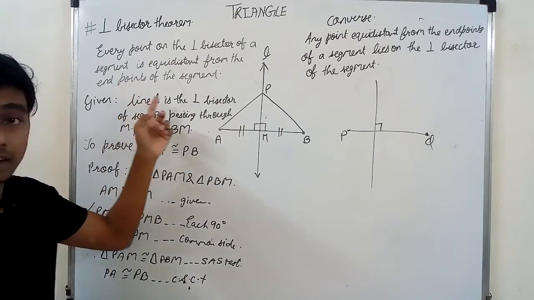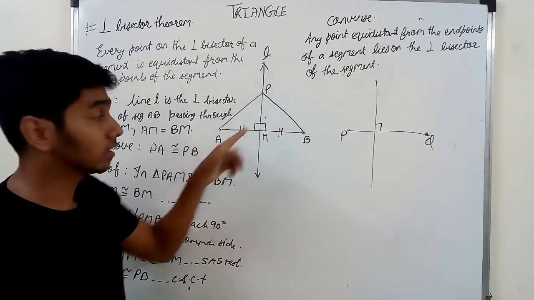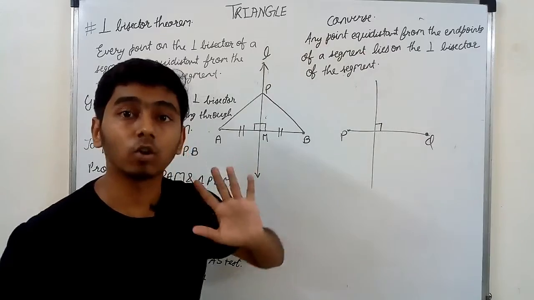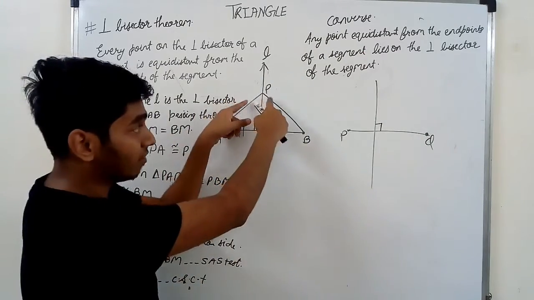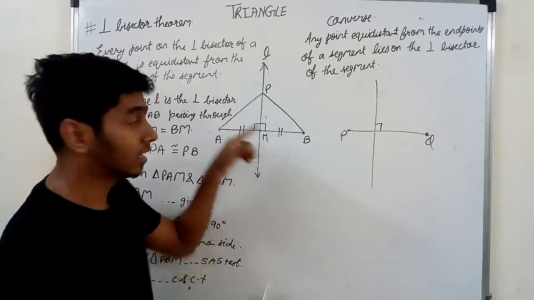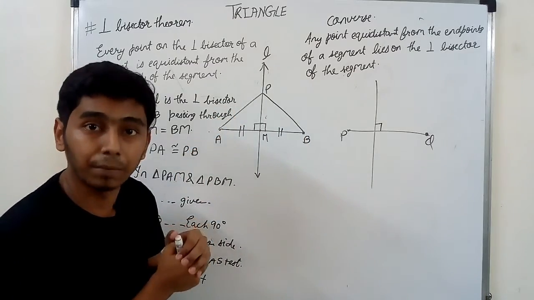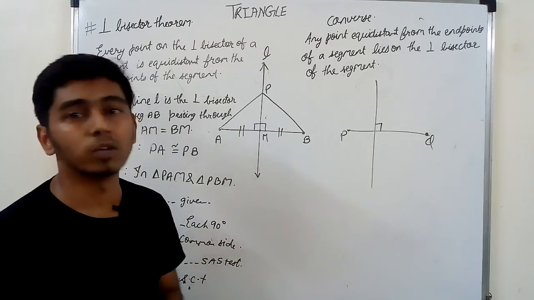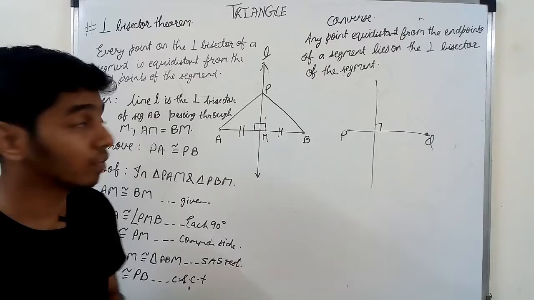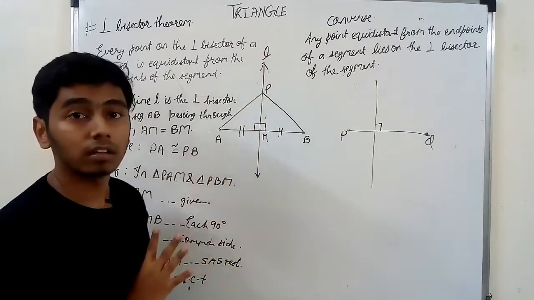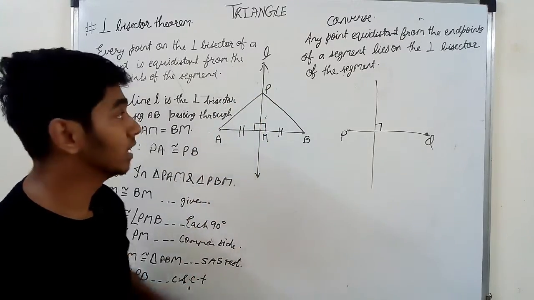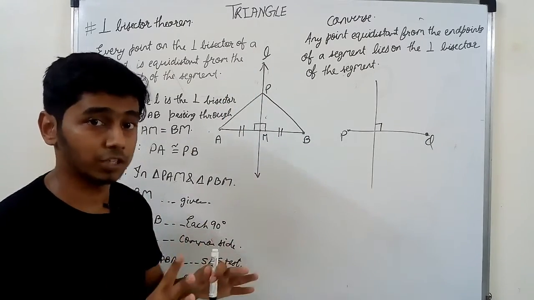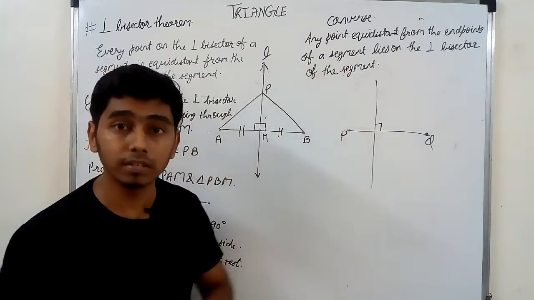So here this theorem said if P is on the perpendicular bisector, then it is at equal distance from the endpoints of the segment. But here this theorem says the converse. It says if any point is at equal distance from the endpoints of the segment, then it lies on the perpendicular bisector. Okay, so that is the converse of it. That means we have to prove that P is on this perpendicular bisector, meaning on line L it is there. I hope you have understood what we are doing here in converse.